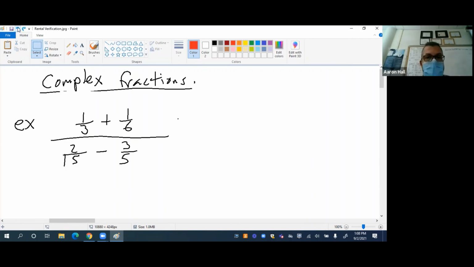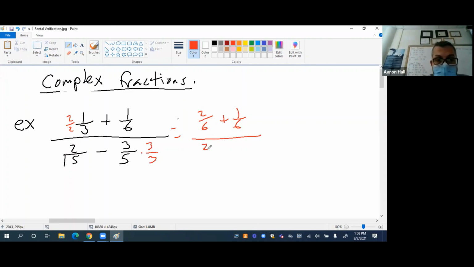Okay. So what do we do to the numerator? Multiply by 1 in the form of 2 over 2. That gives us 2/6 plus 1/6 over. Do the same thing to the denominator. It would be 3 over 3. That gives us 2/15 minus 9/15. Okay. The numerator is what? 3/6 or 1/2. And the denominator? Negative 7/15. Now what?